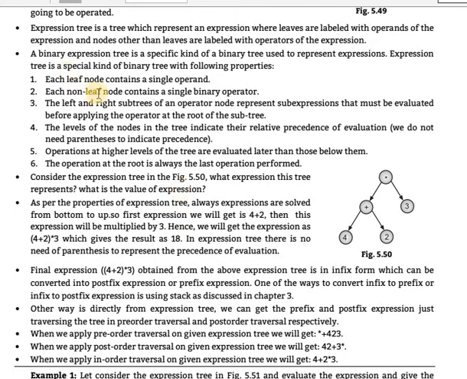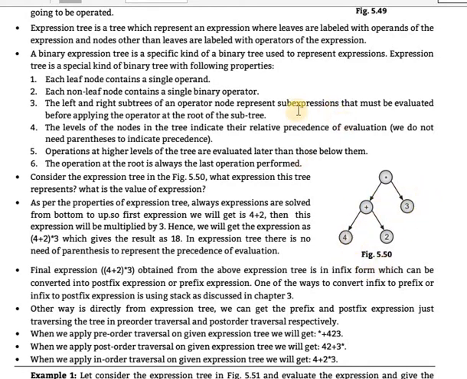The first says each leaf node contains a single operand, which means each leaf node has no left or right child. Which are the leaf nodes? 4, 2, 3. So these contain a single operand. Okay. Each non-leaf node contains a single binary operator. These are the non-leaf nodes because there are left and right nodes. So these are considered as the operators. The third statement says the left and right subtree of that operator node represent the sub-expression. Okay, these are the left and right subtrees.